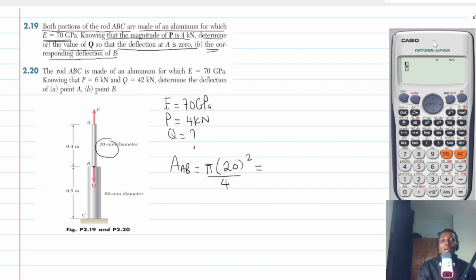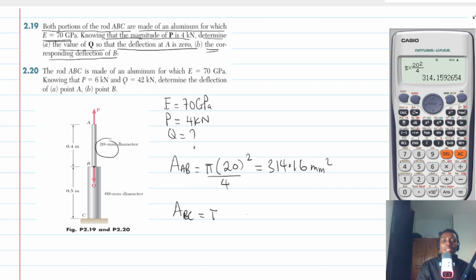All right, so pi multiplied by 20 squared divided by 4. And that gives us 314.159. So let's say 314.16 millimeter squared. And then let's calculate the area of BC.